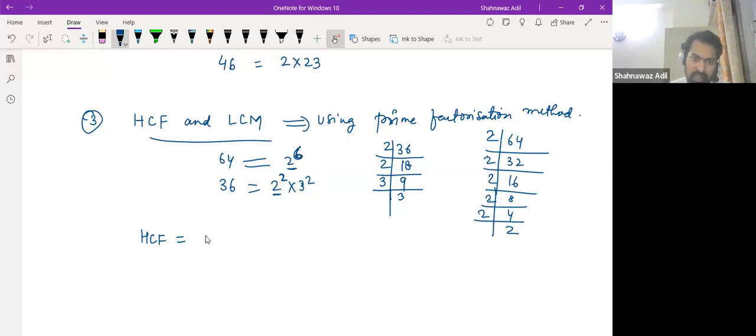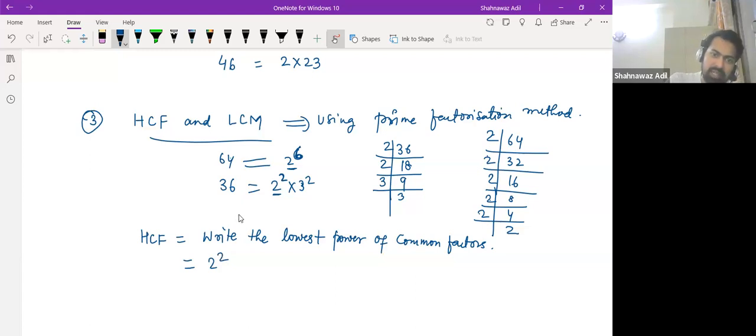So we write the lowest power of common factors. Right. So if we take the HCF, this would be simply 2 square.